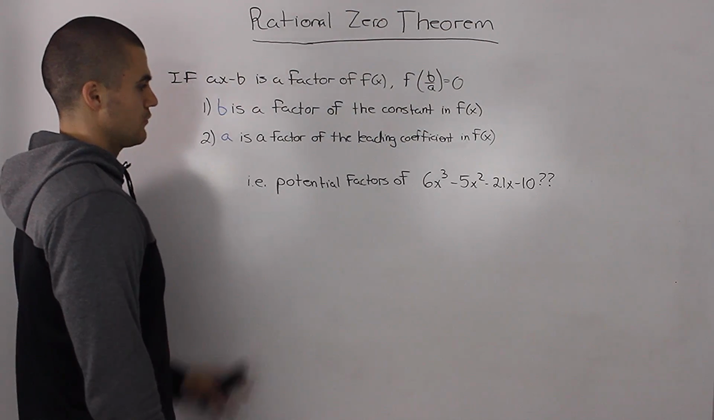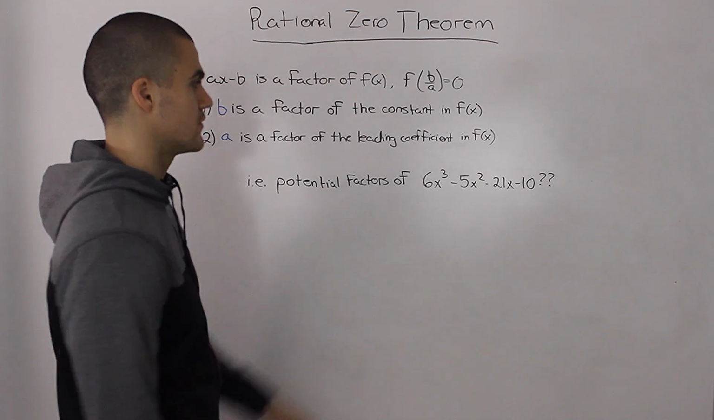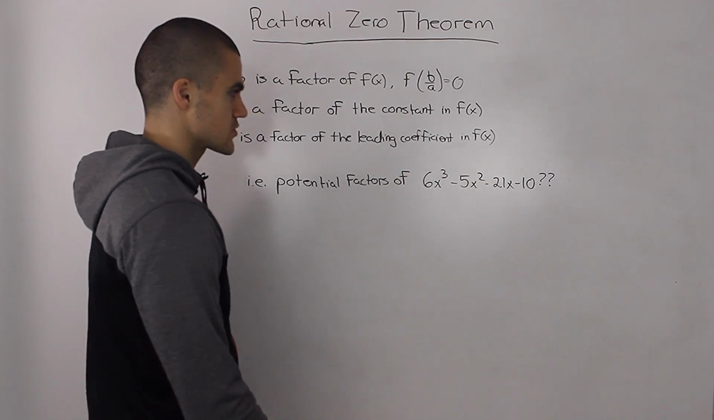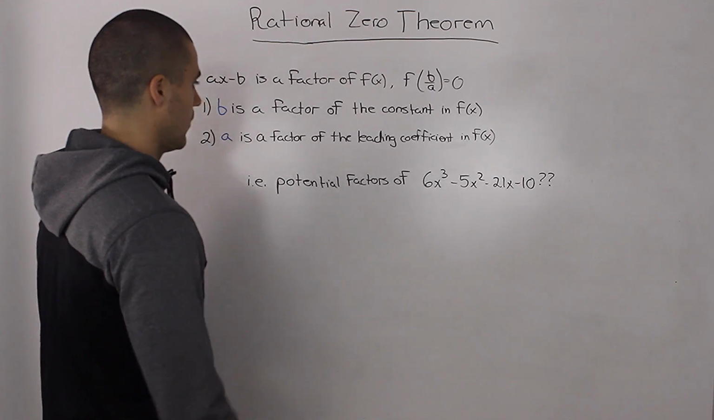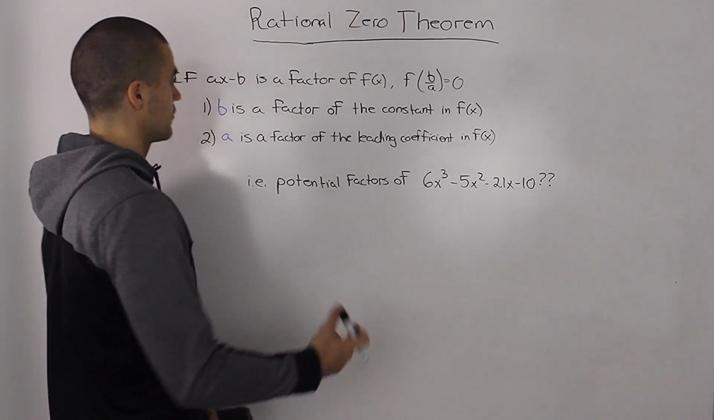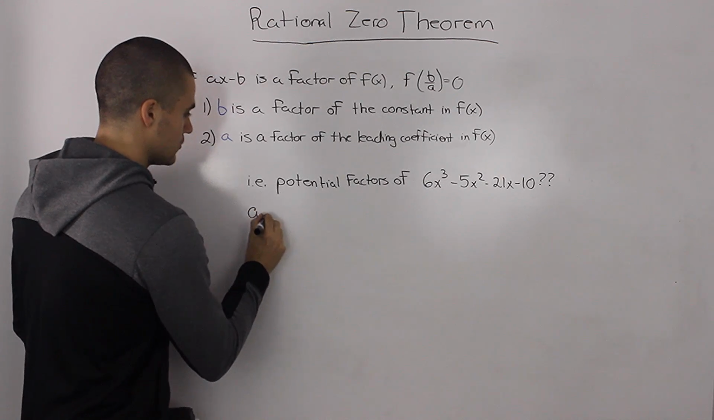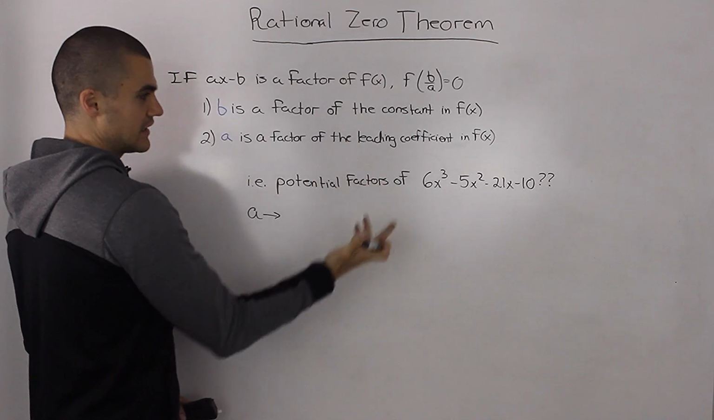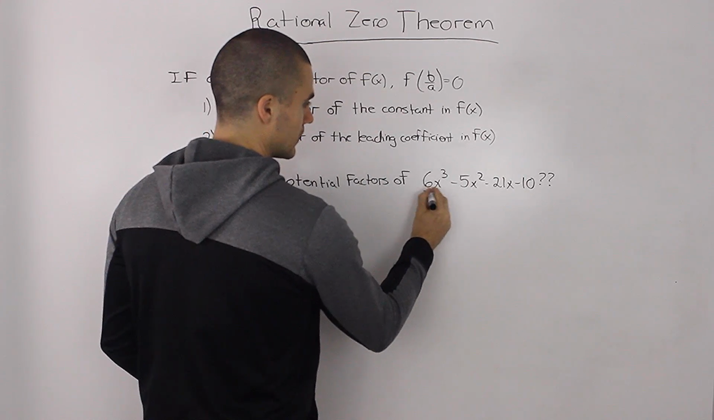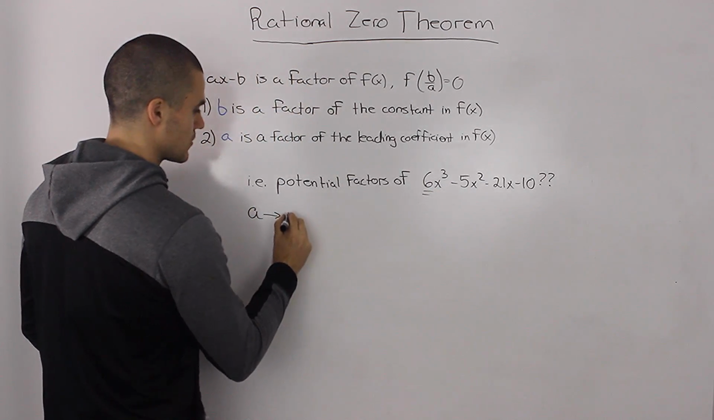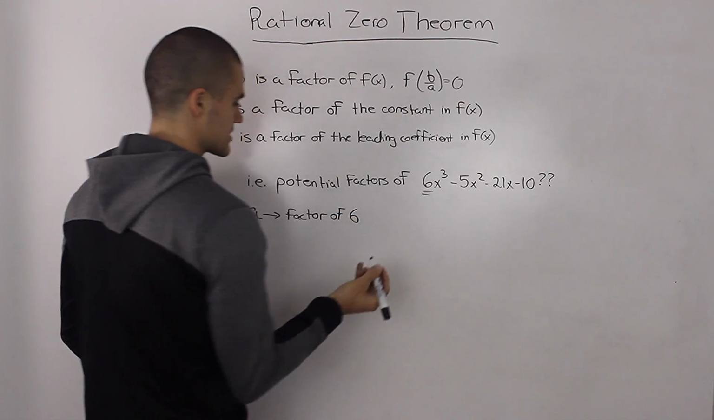So for example, if we are asked to list out potential factors of this polynomial 6x cubed minus 5x squared minus 21x minus 10, what would they be? Well, the factors are going to be linear, so they're going to be in the form ax minus b, and we know that the a value is a factor of the leading coefficient. So what's the leading coefficient in this polynomial? Well, it's this 6 right here. So we know a is going to be a factor of 6.